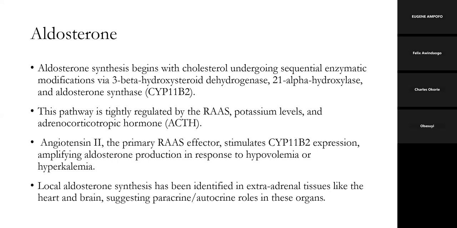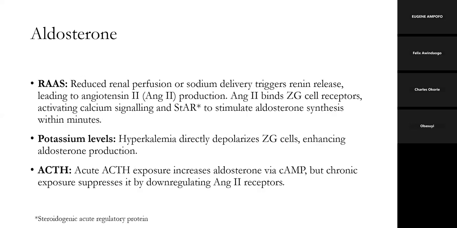And then again, aldosterone is known to be synthesized in extra-adrenal tissue. So in the heart and in the brain, aldosterone has also been discovered to be synthesized in those sites. But the majority of the aldosterone we have comes from the adrenal cortex. Okay, so I think I've spoken about this already.